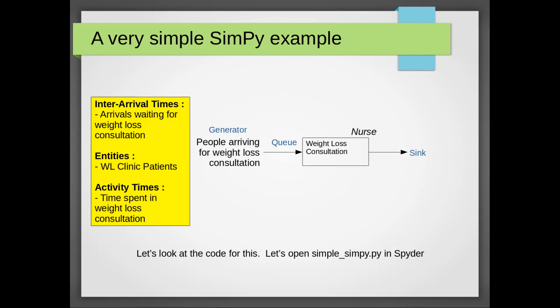Okay. So all I'm doing is taking this one bit from our model this morning, where we've got patients coming in for a weight loss consultation. They wait to see the nurse and then they leave. Okay, so we've got a generator that is generating people arriving for a weight loss consultation. They queue, they wait to see the nurse for this consultation, they spend an amount of time with the nurse, and then they leave. Really simple model. Okay, that's all we're capturing in this bit. And I'm going to show you how to write exactly this in SimPy.